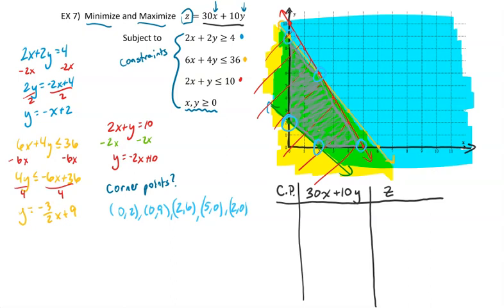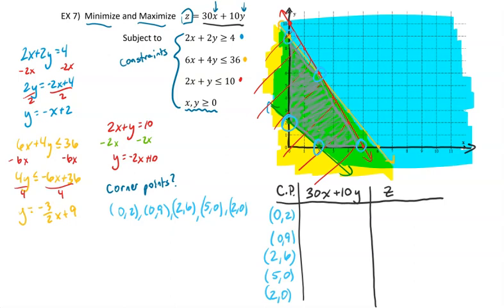Okay, so the corner points we know, so I'm going to go ahead and fill those in. (0, 2), (0, 9), (2, 6), (5, 0), and (2, 0). Now remember, each of these is x comma y, right? So we are going to plug each of those into the 30x plus 10y.